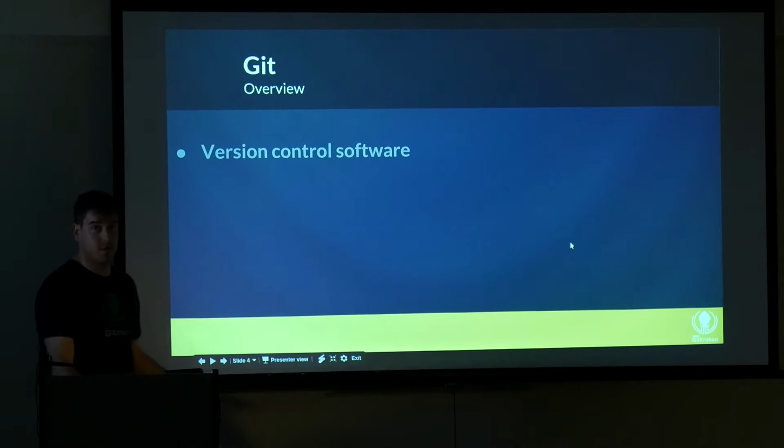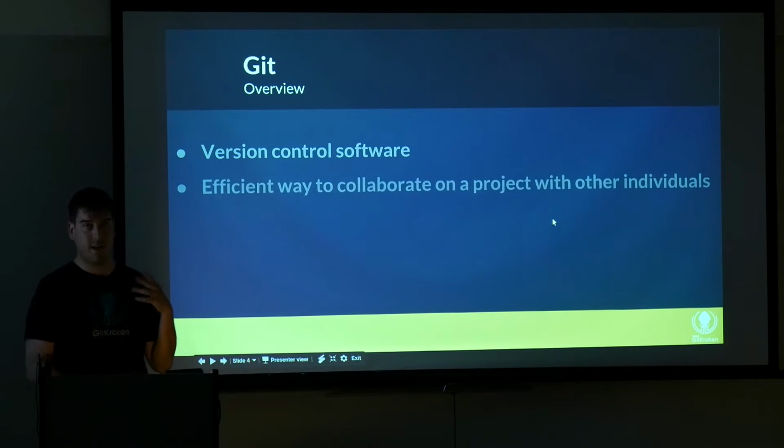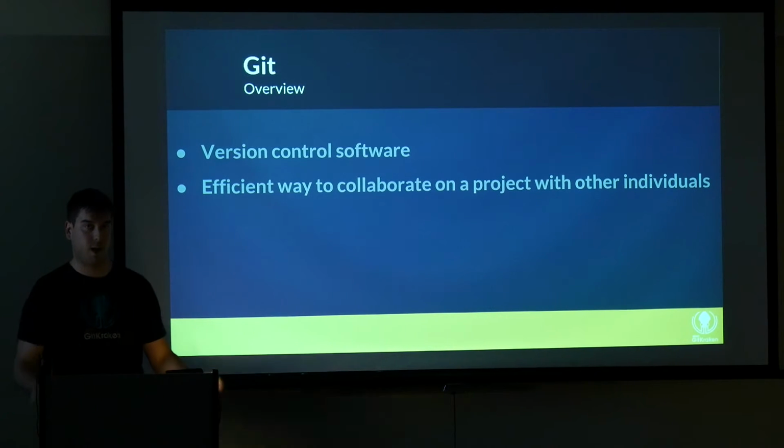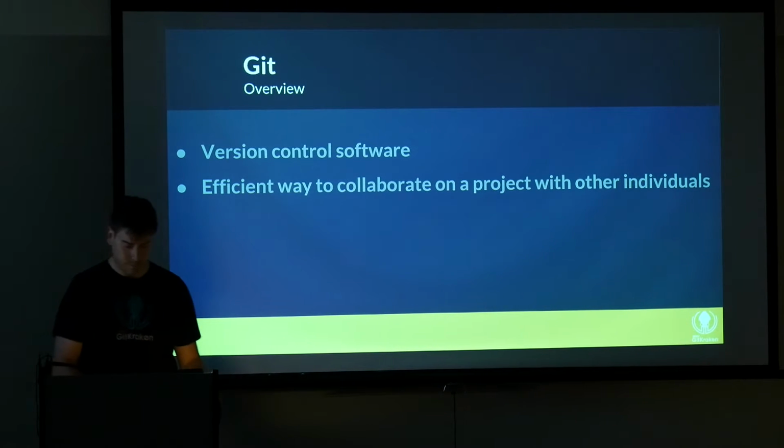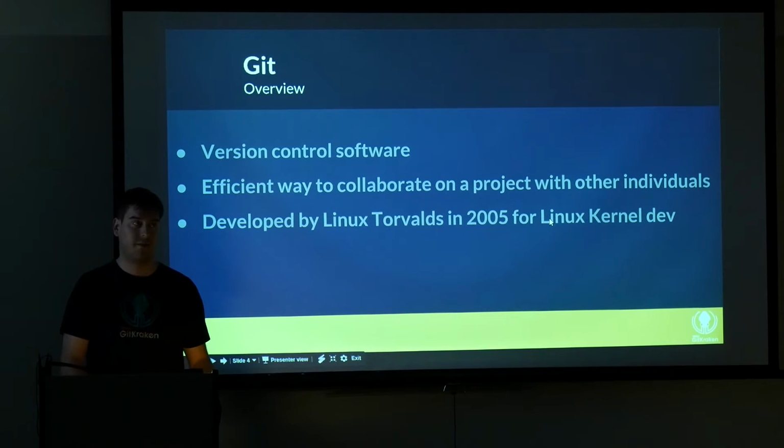GitKraken is version control software. And if you're unfamiliar with that, it's an easy way to collaborate with other people. When you're working on a project, you can think of it a lot like Google Docs, where everyone can work on the same document, and they can all submit different changes to that document, and you can see those changes as a team.